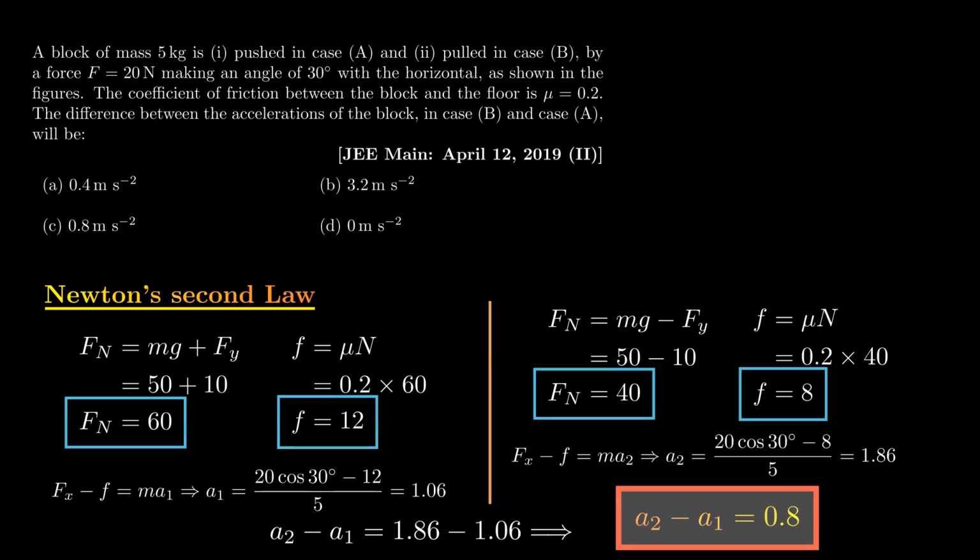Note that if no frictional forces are involved, then the acceleration you would get in both the cases will be the same, which will result in the difference in acceleration as 0. This is only true if no frictional forces are involved. In the real world, you will always find pulling an object easier compared to pushing the object.